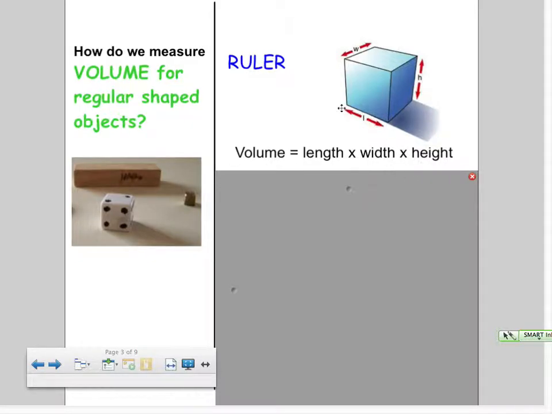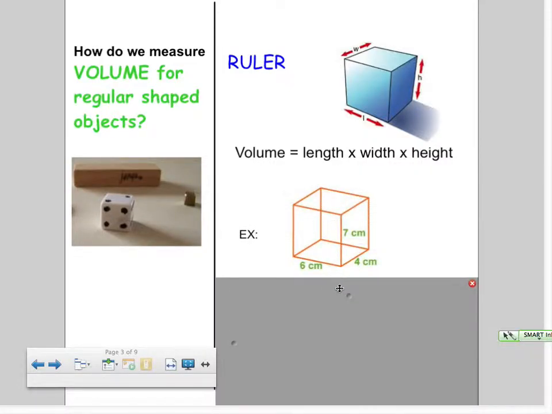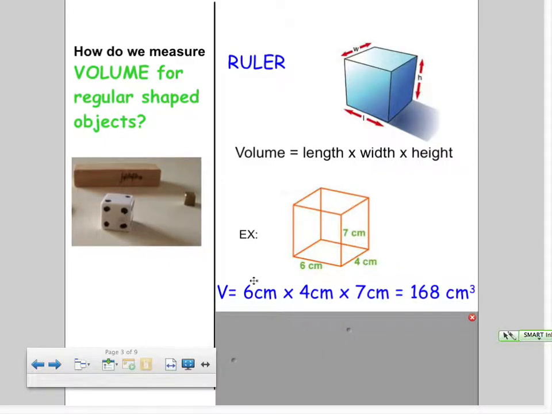So if you're looking at this cube, the length is here, the width is this way, and the height is the up and down arrow. So for example, with this cube, we have the length as being 6, and we have 4 centimeters for the width, and we have 7 centimeters for the height. So when we multiply that, we have 6 times 4 times 7.